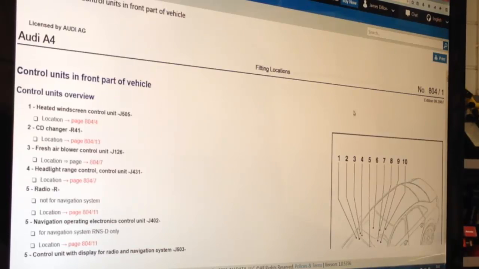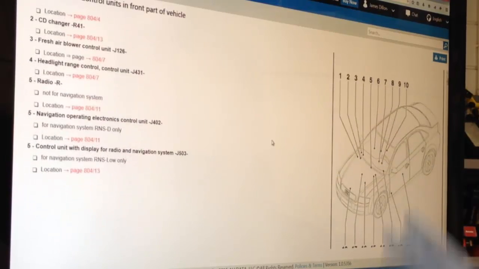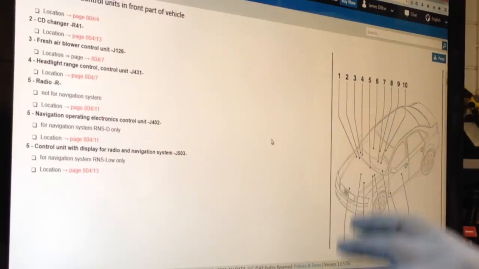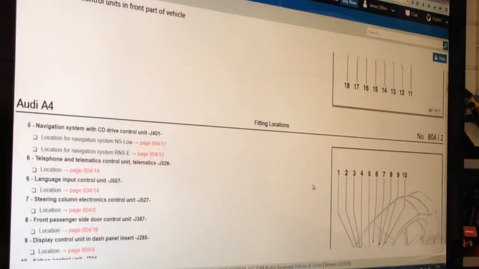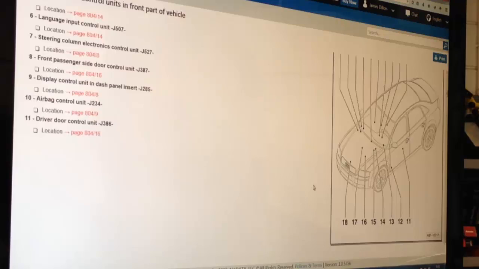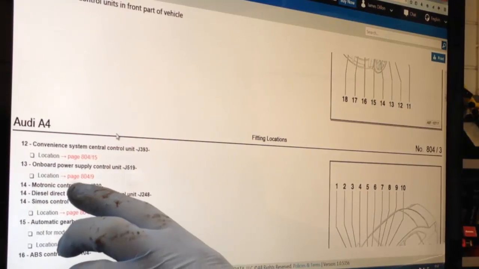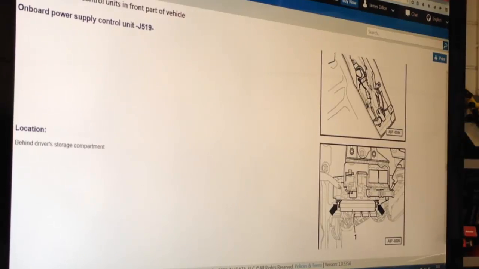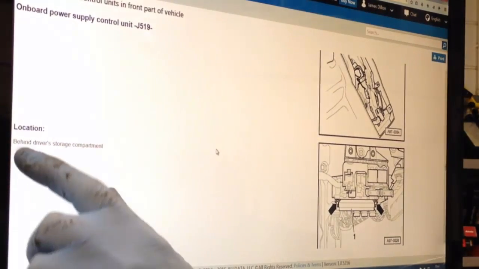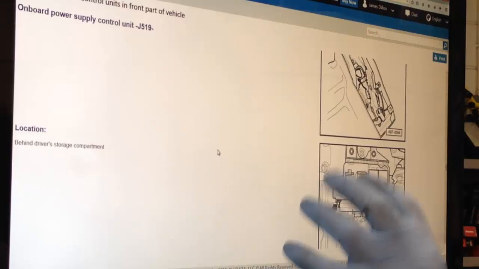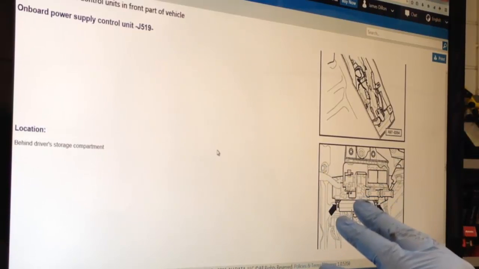Onboard power supply unit. If we click the picture of the photograph, pardon me, itchy nose, the photograph should take us through to another link which should show us some idea of where the units are. Plan view of the car with all these little dots and dashes. So we're looking for onboard power supply. There we are, onboard power supply unit J519. If we click on the location, onboard power supply unit is located behind the driver's storage compartment. So behind a cover then, by the driver's knee.